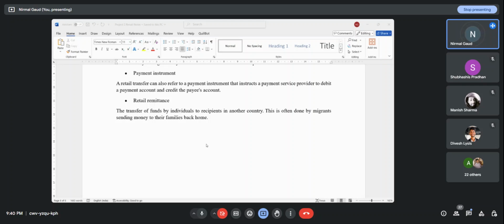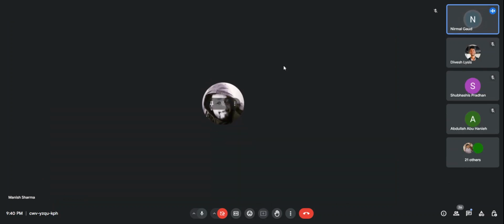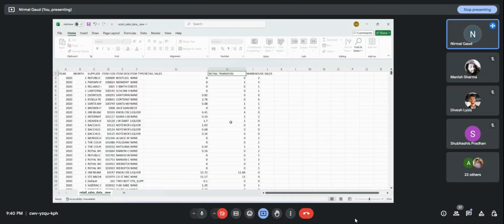So let me share my entire screen and again refer to the data set. Now I'm sharing my entire screen, and you can see the data set. So the data set is this.